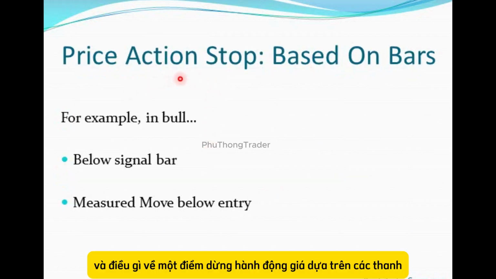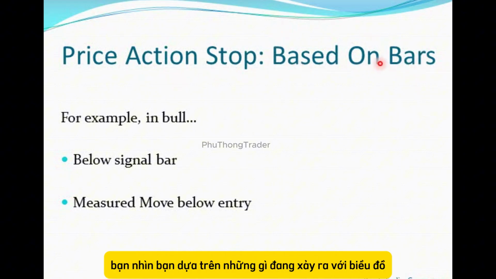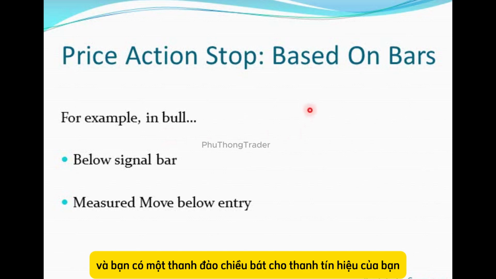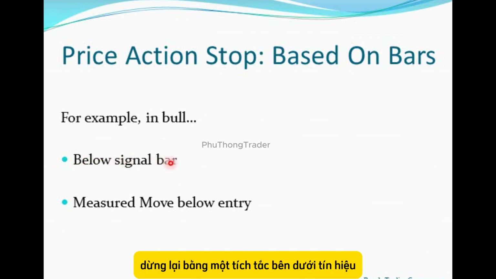And what about a price action stop based upon the bars? That's what a price action stop is. You base it on what's going on with the chart. For example, if you're buying in a bull trend and you have a bull reversal bar for your signal bar, you would consider placing a stop 1 tick below the low of the signal bar.